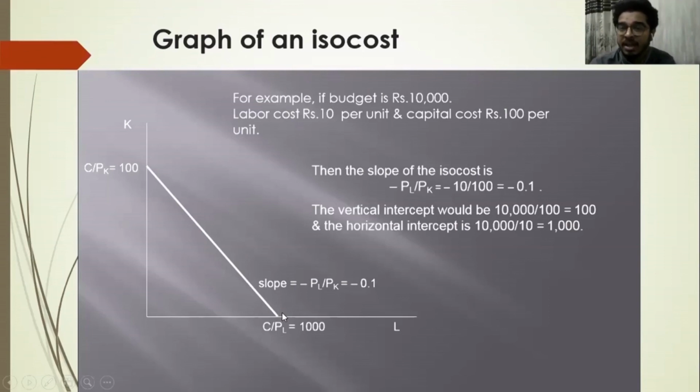And the slope is given as price of labor by price of K. So 10 by 100. Actually, this graph should be like this, 100 by 1,000, much more flatter, but we can't draw it like that now. It should be like this because the x-axis 1,000 should go far away, right?